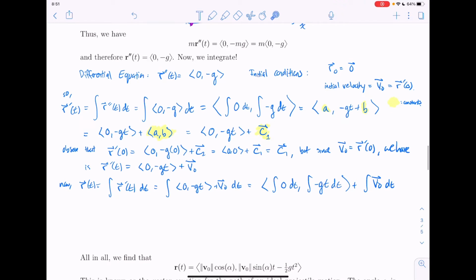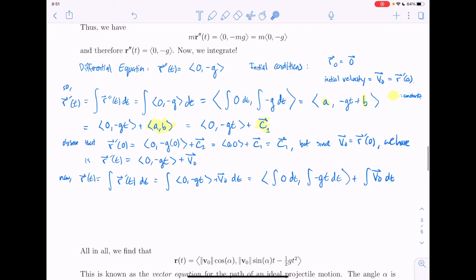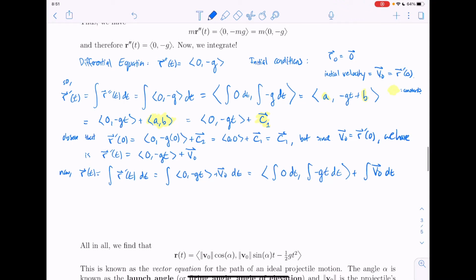And we have to again play this constant game. But here it's a little bit more complicated because notice that when we integrate this vector over here, v naught, each of those individual components are constants. Well, maybe instead of going through, let's go ahead and barehandedly write this out.